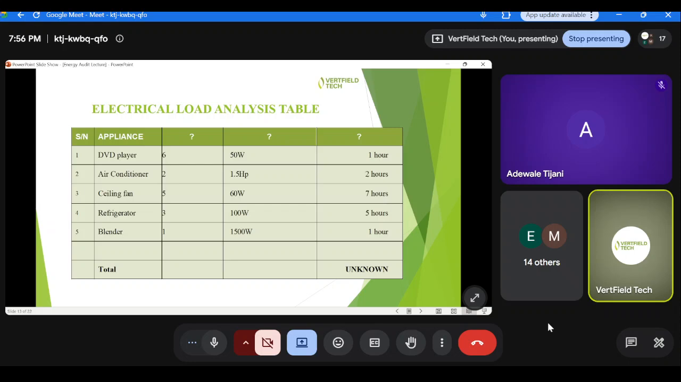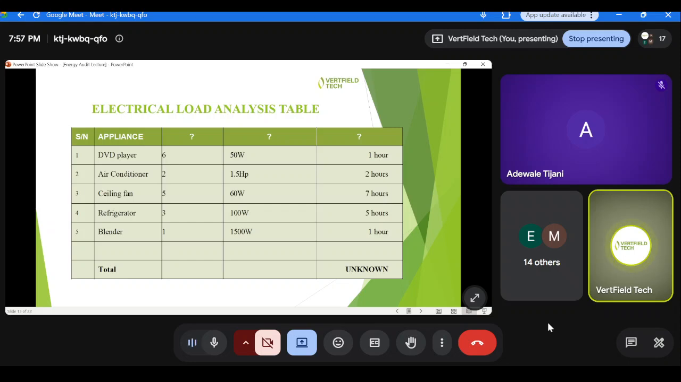So, the electrical load analysis table, this is where you all need to pay attention. If you have not been writing all this while, you need to get your writing materials at this point in time. Now, what this electrical load analysis does for you is that it helps you to carry out the load analysis that we'll be talking about. It's a table that contains the various information about the facility, about the various appliances you intend to power up using the solar system.